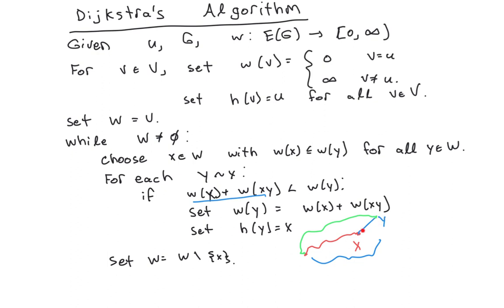So now we know that the shortest path from u to y goes through x before it hits y, and so that's why we're updating h. And the new weight of y, the shortest path to y, is the red plus the blue, which is this expression. And then finally, we remove x from the set of vertices to consider.